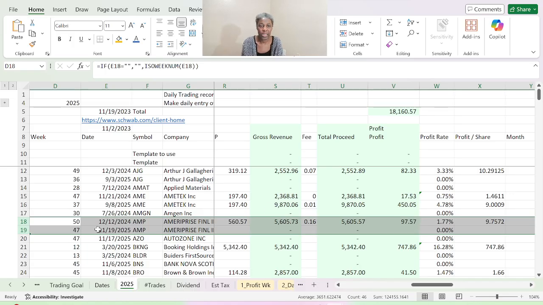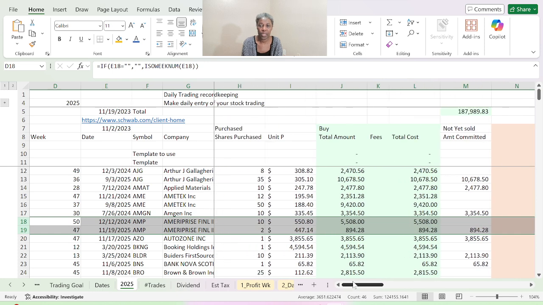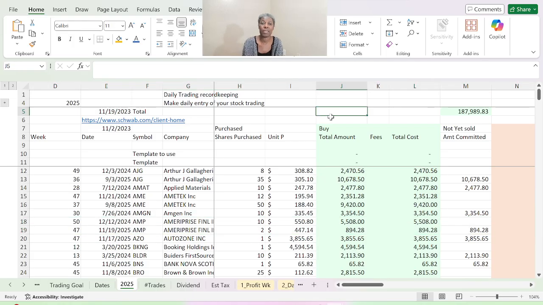And then we bought it again in November this year, and we have not sold it yet. We only bought 2 shares for $4.47 each, because going into 2026, I like to allocate about $1,000 per trade, and I'm starting to practice it now.